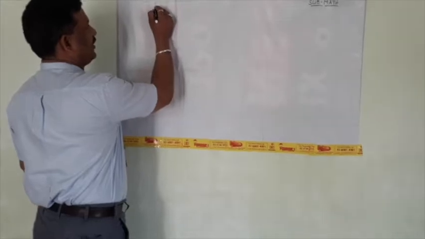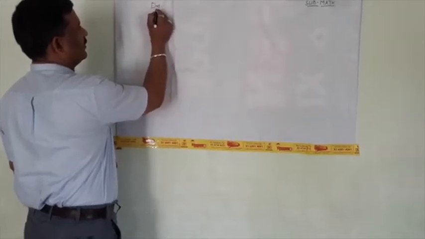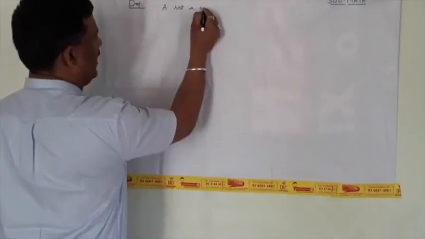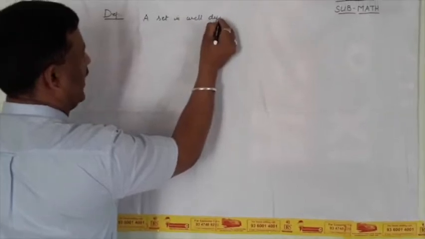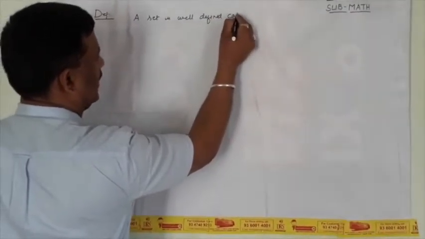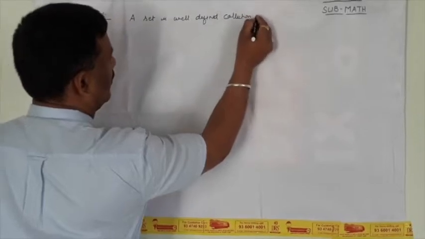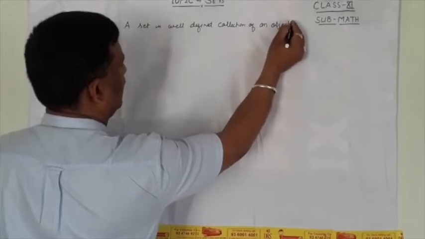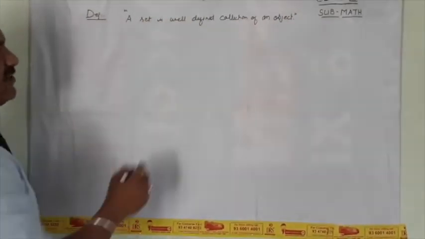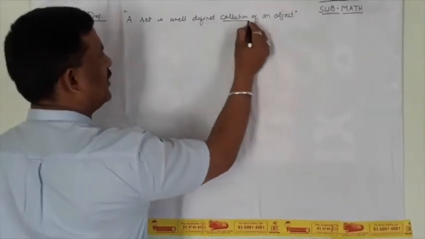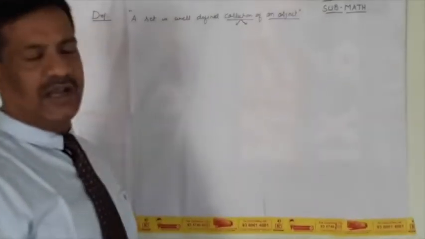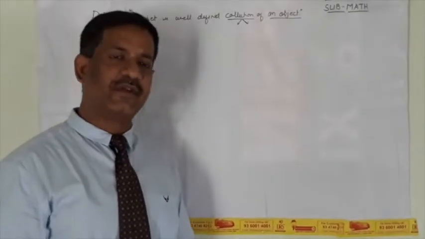First of all, the definition of a set. A set is a well-defined collection of objects. This is the main language for the definition of a set, which is sufficient to define it. A set is a well-defined collection. The collection may be of the same objects, or it may be of different objects.